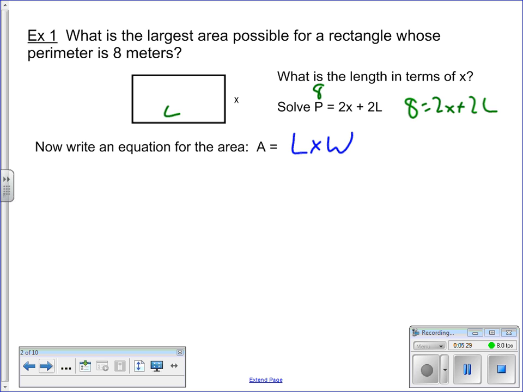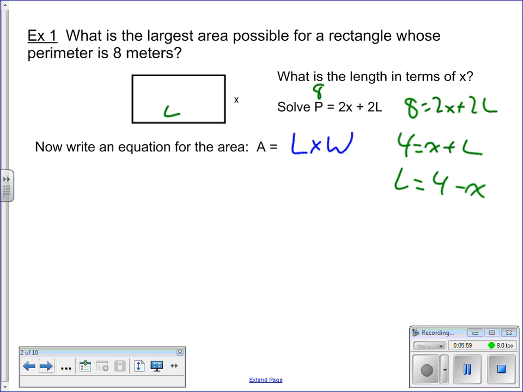I want to solve for L in terms of x. L equals something else, x. That's what I need to do first here, before I can do any optimizing. So the first thing I'm going to do is solve that equation for L. Divide everything by 2 to make the number smaller: 4 equals x plus L. So L equals 4 minus x.